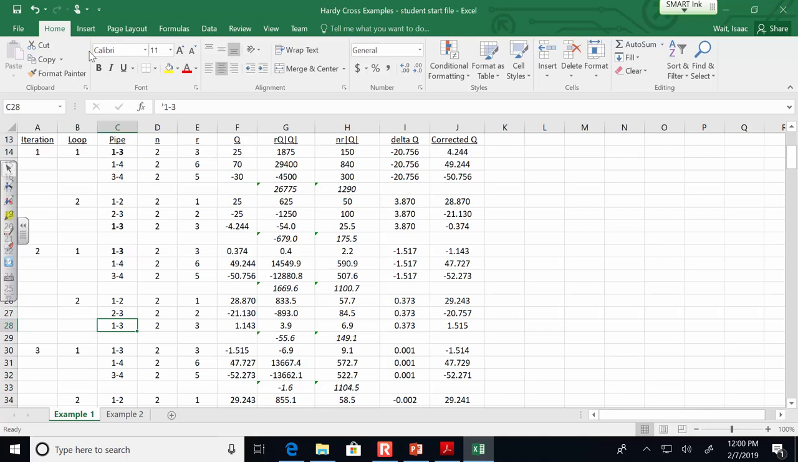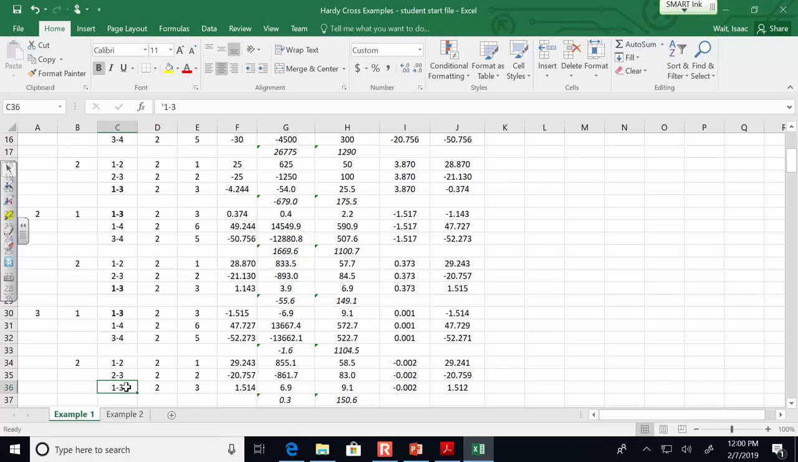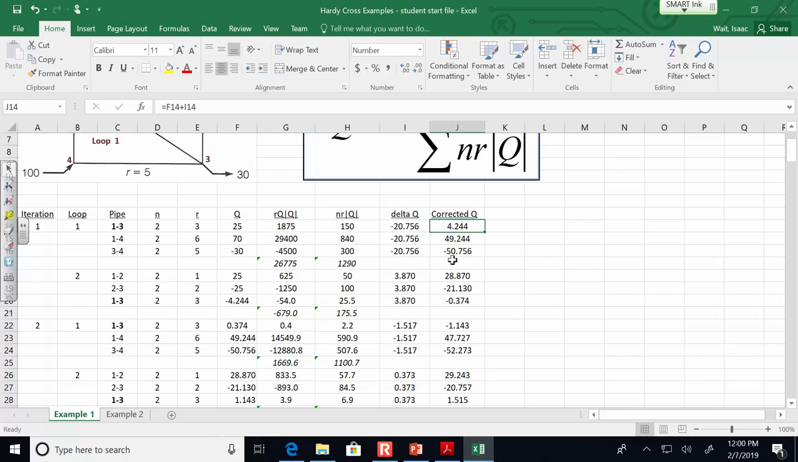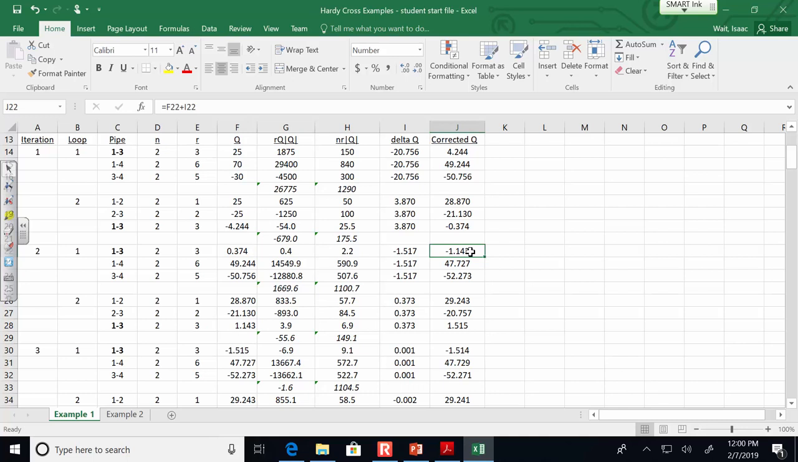So you have to confine your perspective to whichever loop you're working on. And so let's check and make sure that it's always flipping. 4.2 flips to negative 4.2. Then negative 0.37 switches to 0.37. Then down here, the negative 1.1 switches to positive 1.1. So the pattern is copying and pasting correctly, where it's correcting for the sign change.